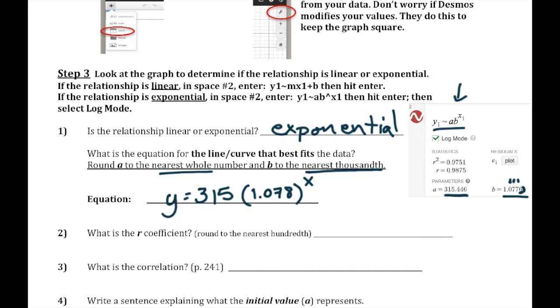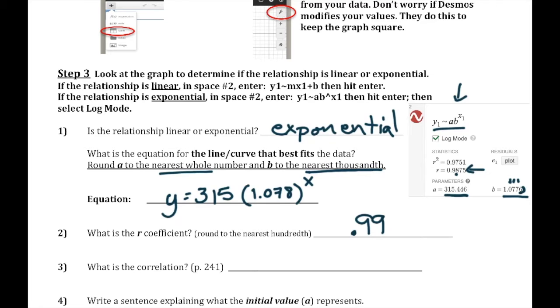Next, number 2 says, what is the R coefficient? Well, the R coefficient is right here. And we're going to round this to the nearest hundredth. That's 2 decimal places. So here, we're going to round it to the 8th spot. So we got to look next to that. That's a 7. 7 rounds up, so we're going to have 0.99. Okay, that is our R coefficient, or 99 hundredths.